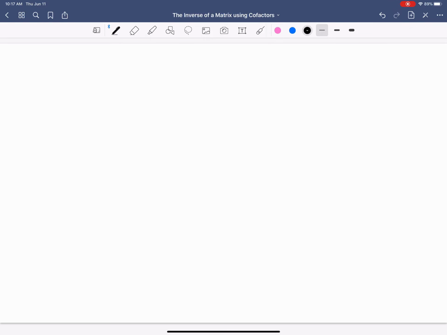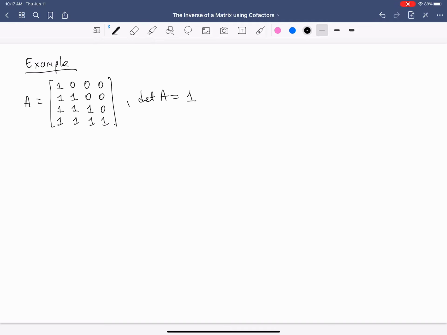Now, maybe let's see one example on how to compute this in real life. Let's see if I have a nice matrix over here. I guess we could take this matrix A. We have 1, 1, 1, 1, 0, 1, 1, 1, 0, 0, 1, 1, 0, 0, 0, 1. Let's compute the inverse of this matrix. The determinant is simple, so we know that the determinant of A is just 1, so I don't have to worry about dividing by anything.